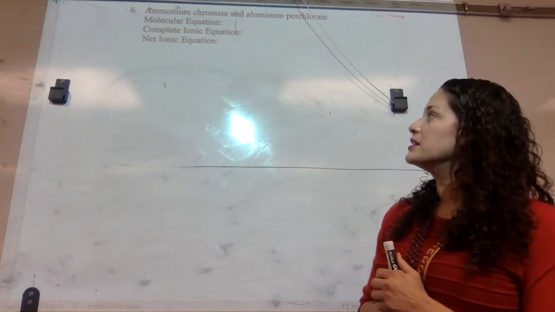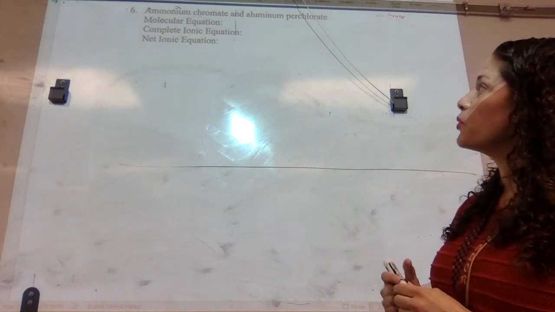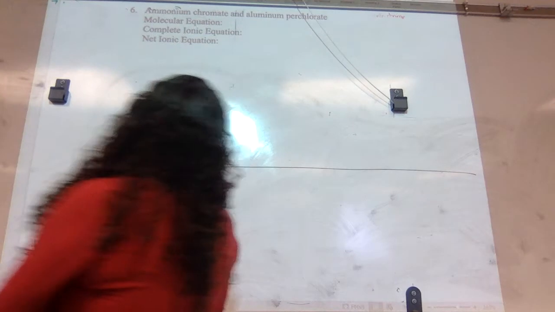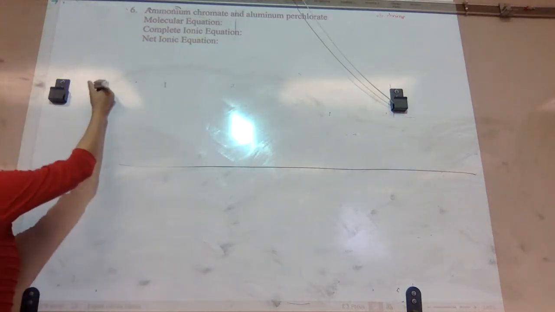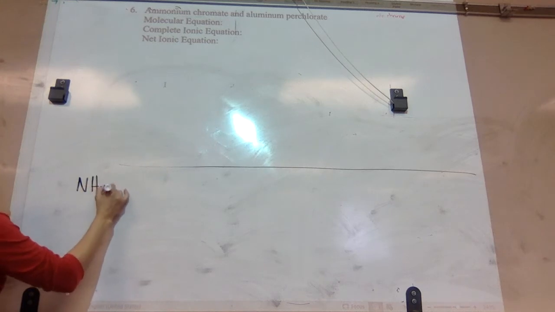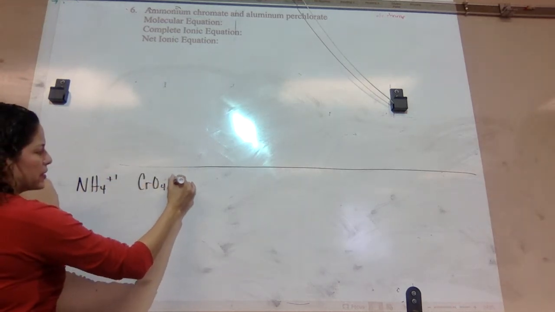I was asked to go ahead and do number 6 on y'all's assignment. So here we go. Ammonium chromate plus aluminum perchlorate. I'm going to first go ahead and write out my compound here. So I have ammonium with a +1 charge. Chromate is a CrO4 with a -2 charge.